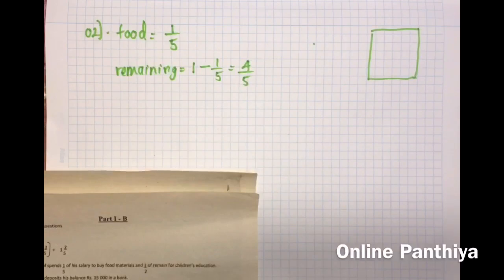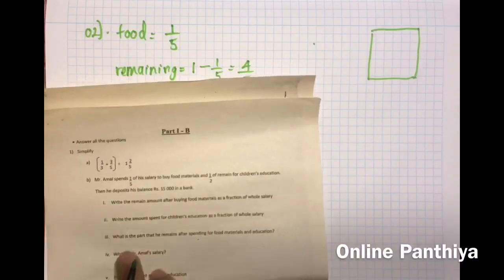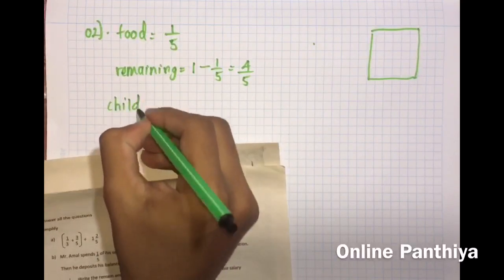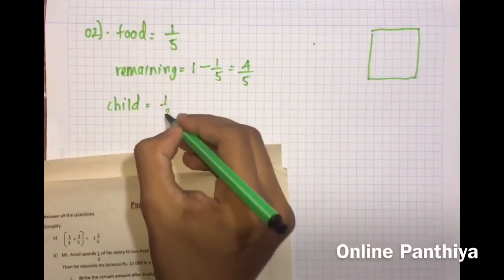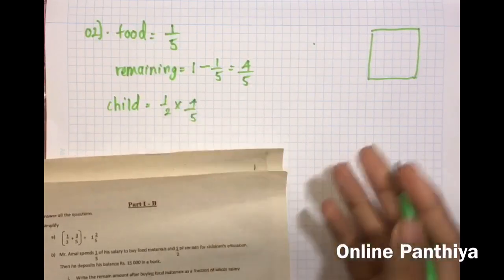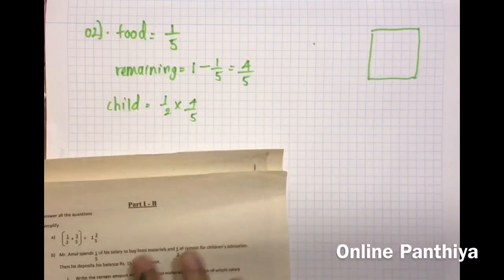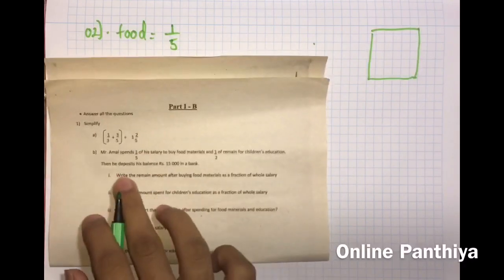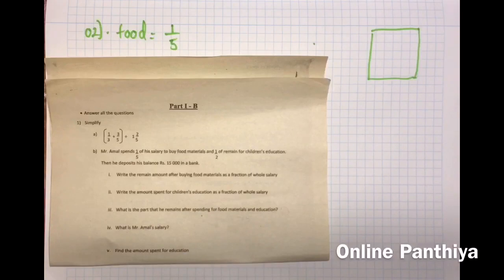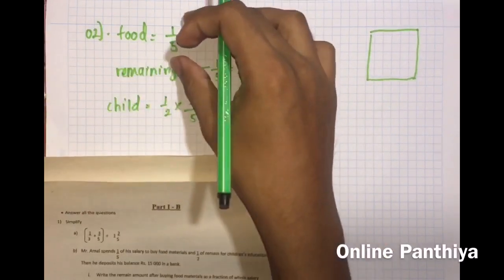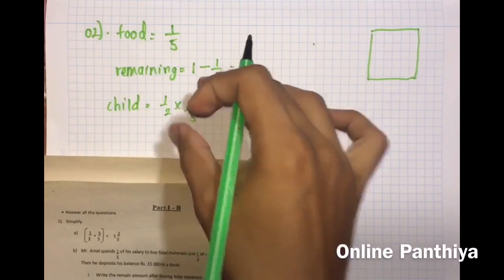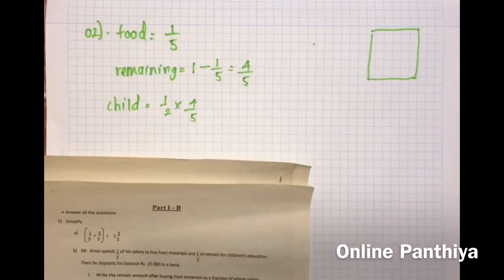So children's education, now the questions might be given here. For children's we just write it in short form. Half of the remainder is how much? Half of 4/5. So when you solve this, you will be getting the amount for children's education. And finally he deposits the balance 15,000 in a bank. That means after he spent this amount for food and after spending this amount for his child's education, finally he has a balance of 15,000.